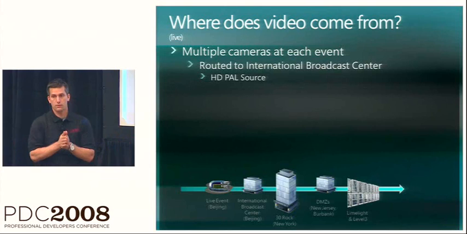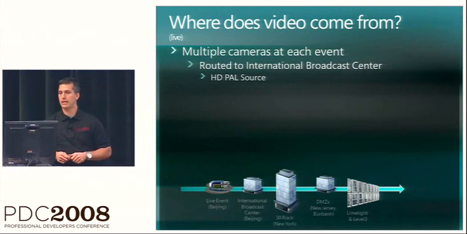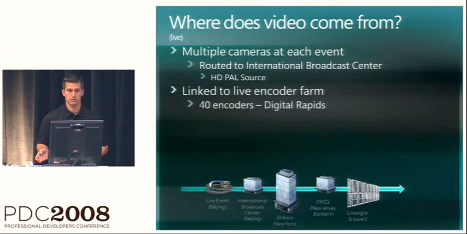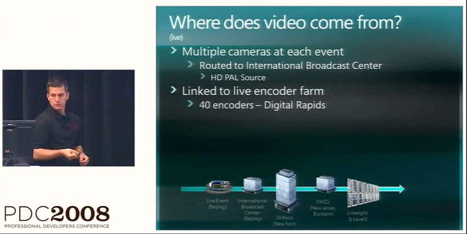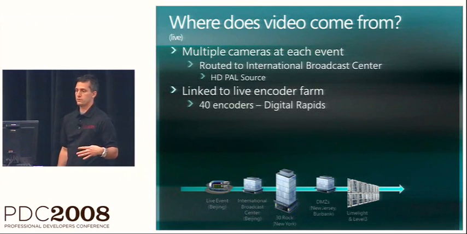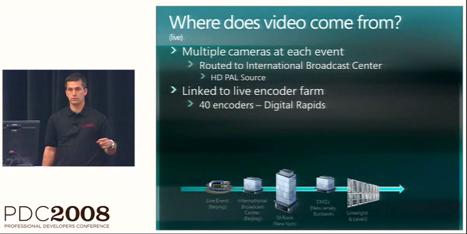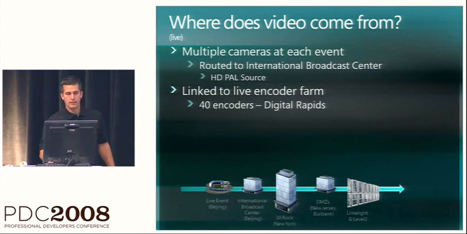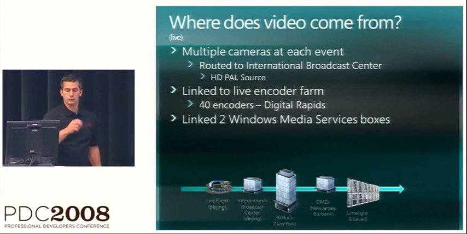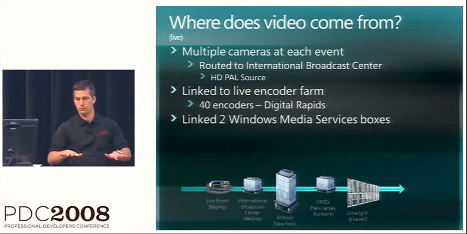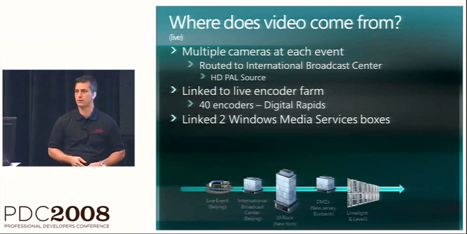And then they basically scored it out as some HD PAL source that NBC and other content rights owners picked up. In this case, NBC then took those HD PAL sources and drove them into 40 individual Digital Rapids encoders, targeting the profiles that I just showed you on the previous screen. And then we dropped them over to 2 Windows Media Services instances running on 2 separate Windows Server 2003 boxes.